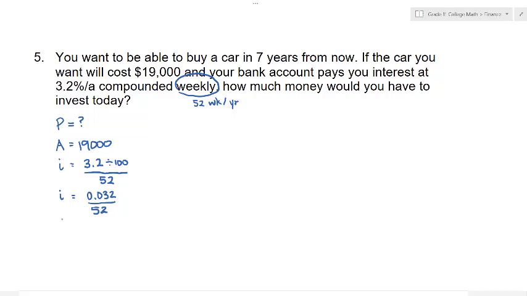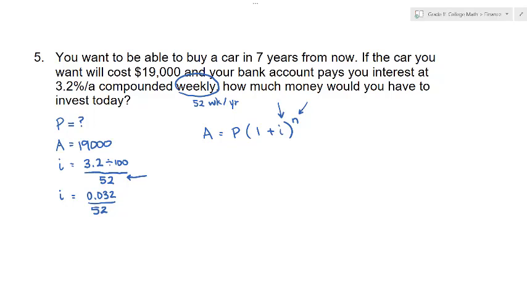So if I look at the formula, it goes A is equal to P times (1 plus i) to the n. The two formulas are very similar for simple interest, but for compound interest, the i is always the interest rate per compounding period. That's why we divided it by 52. And the n is the number of compounding periods. So in this case, it's the number of weeks. It's compounded weekly, so that's why n is the number of weeks.